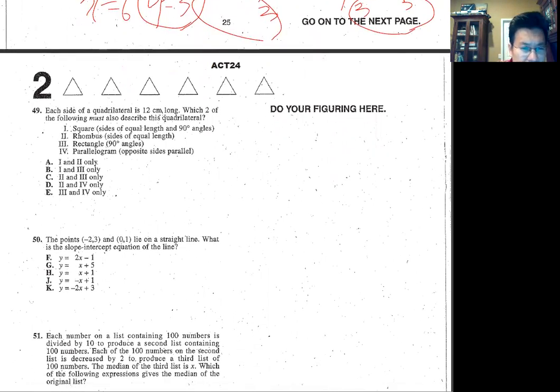Each side of the quadrilateral was 12 long. Which must be true? Always a square? I don't think so. Having a 90 degree angle is not guaranteed, so it's not must be, it could be. Rhombus, yes, since all sides are equal length. Rectangle, no. Parallelogram, which only needs parallel sides, so it's 2 and 4, so it's D. Because rectangle and square could be, not must be.